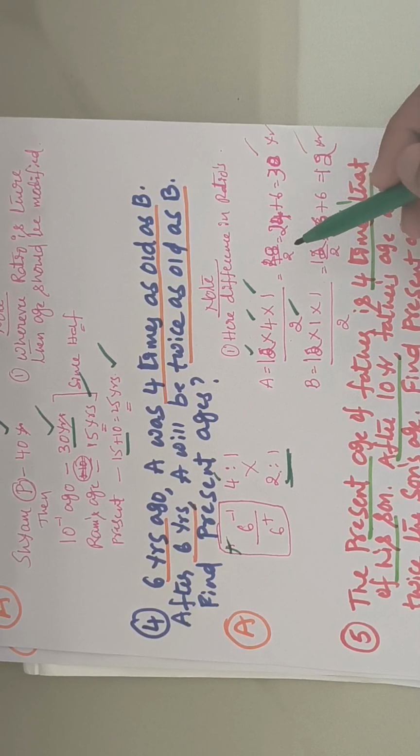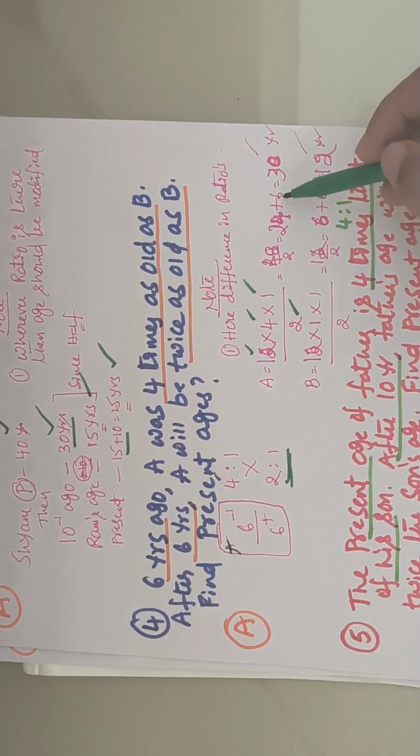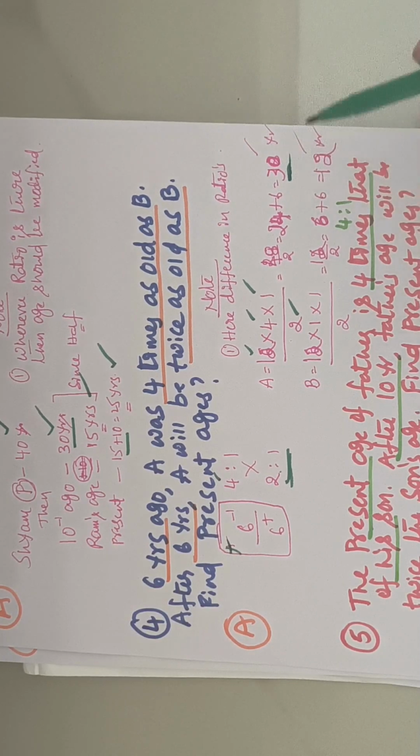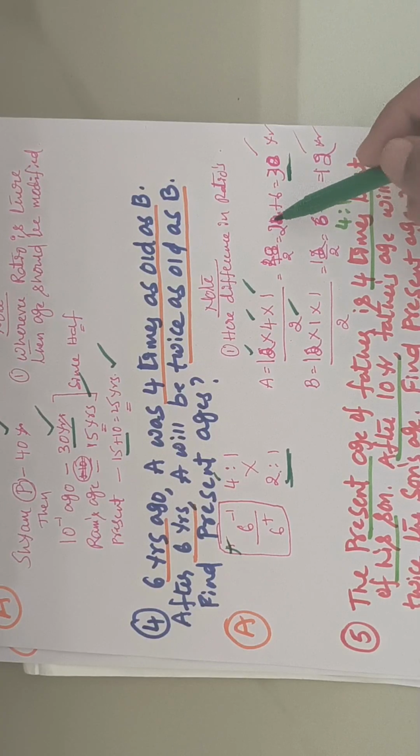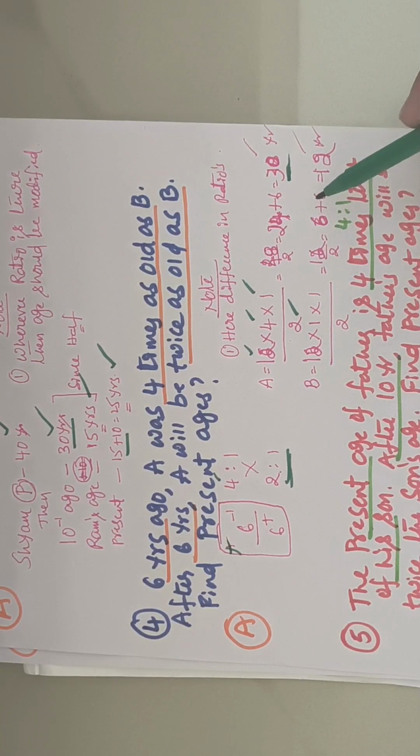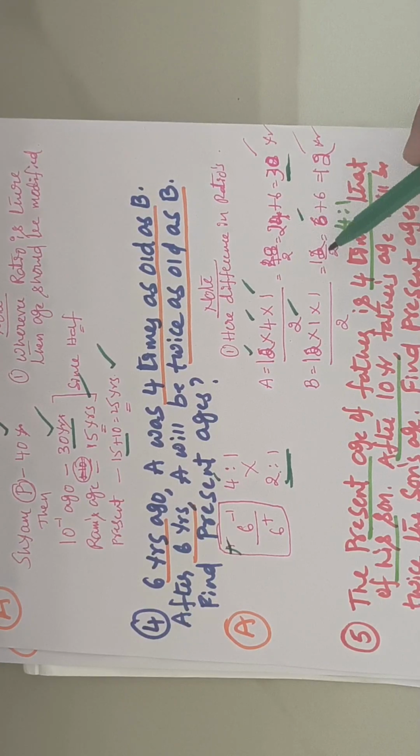So 24 is 6 years ago. So you have to add 6, that is equal to 30 years. So B, simply we can tell, is 24. If 4 parts is 24, then one part is equal to 6. That's all. So B is 6 years ago.